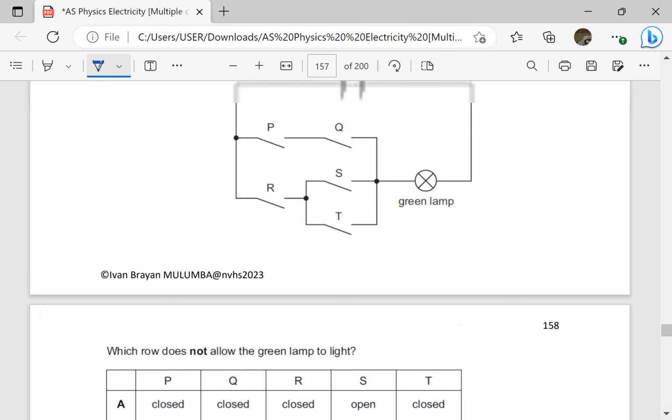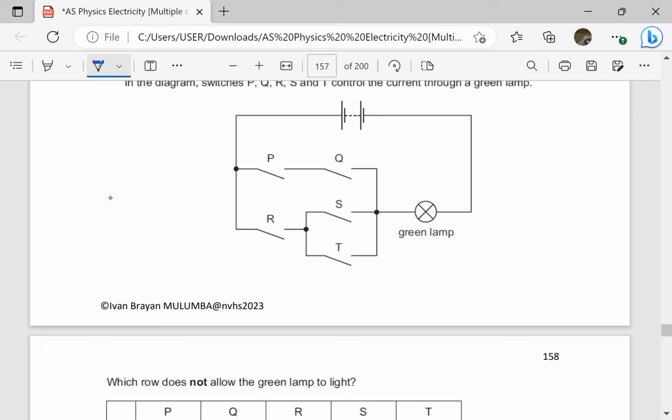Now I want you to note that as long as there is a complete circuit, the lamp will always light. So if P is closed and Q is closed, the lamp will light. If R and S are closed, the lamp will light, even if P and Q are open. Closed PQ, it lights. Closed RS, it lights. Closed RT, it lights.